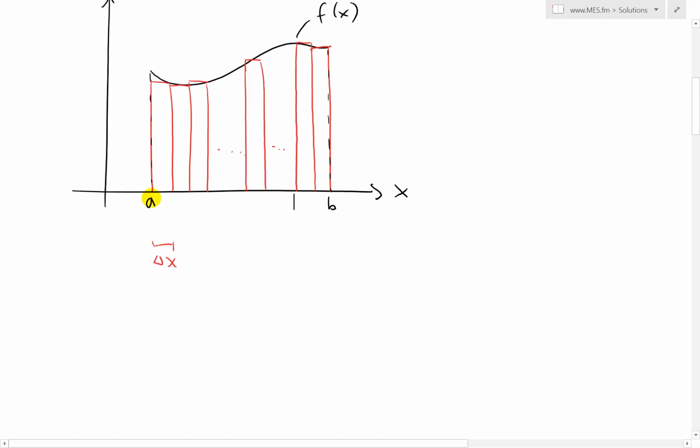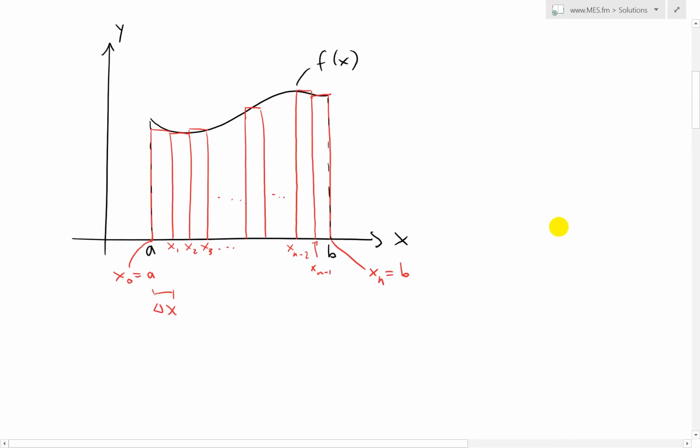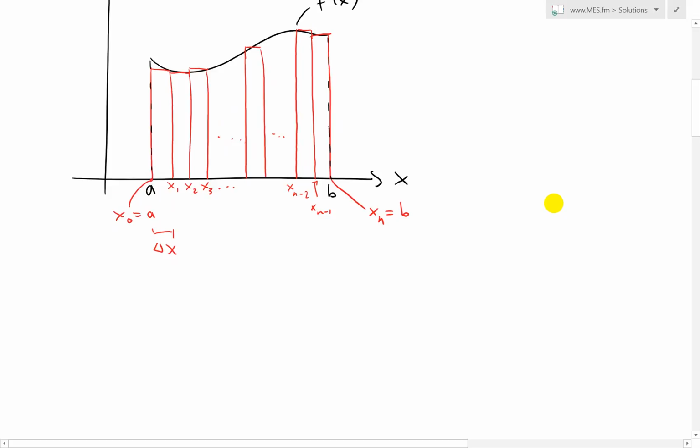What we have here is at this point our x_0, which is the same thing as a. Here we have x_1, then x_2, x_3, and then dot dot dot, all the way going. Here we'll have x_{n-2}, this is right here, x_{n-1}, and the last one all the way to x_n, where x_n is just equal to b. Again, the idea is just summing up a bunch of rectangles, and there are n rectangles.